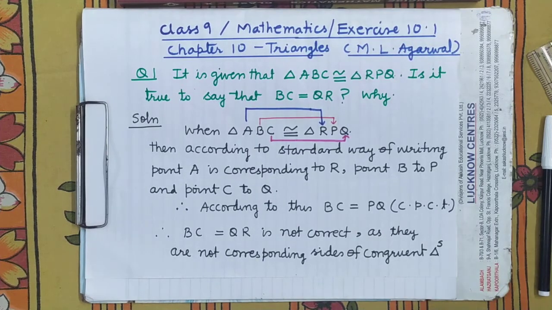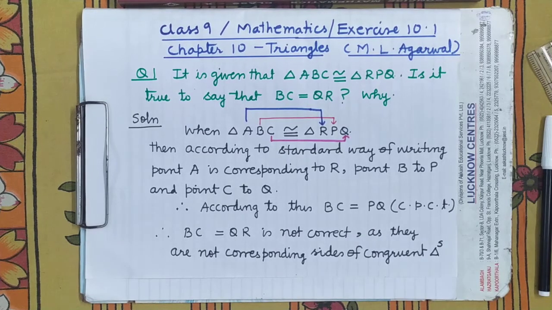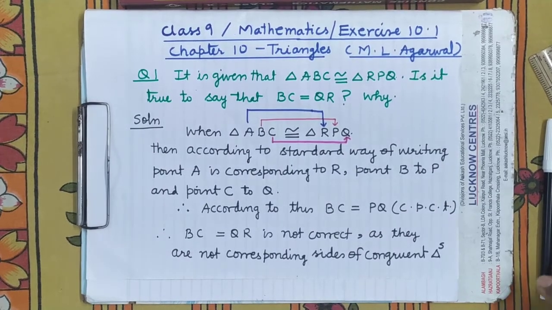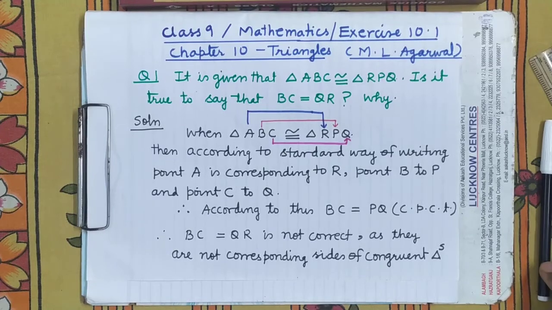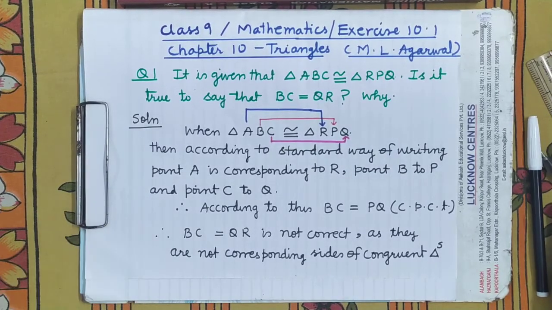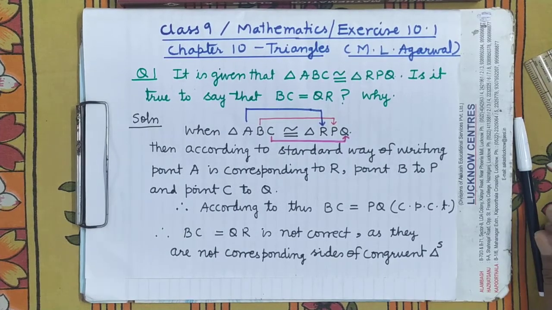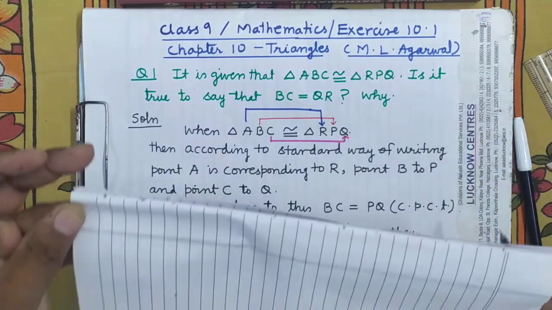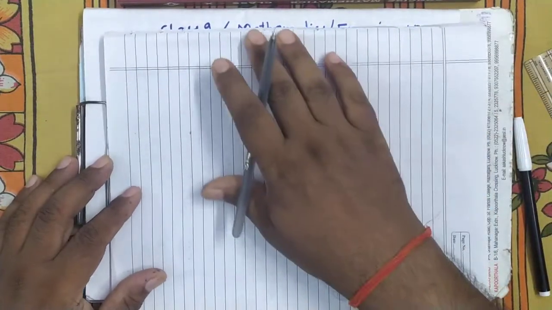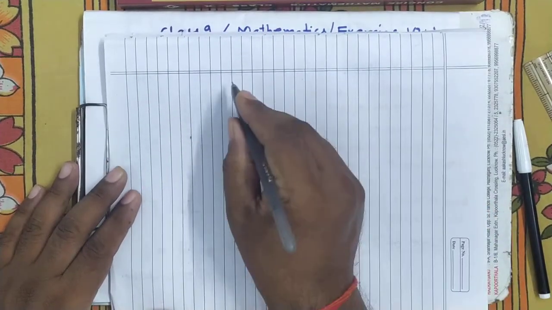Hello students, today we will do the questions of exercise 10.1 which is based on the congruency of triangles. Now these questions are based on two axioms of congruency. One is the SSS rule of congruency and the other is the SAS rule of congruency. So before going over the questions, I will revise what is the SSS rule of congruency.